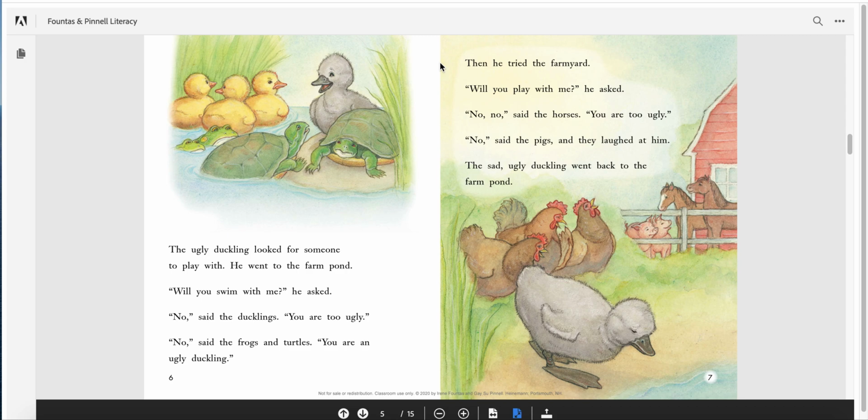Then he tried the farmyard. "Will you play with me?" he asked. "No, no," said the horses, "you are too ugly." "No," said the pigs, and they laughed at him. The sad, ugly duckling went back to the farm pond. So sad.